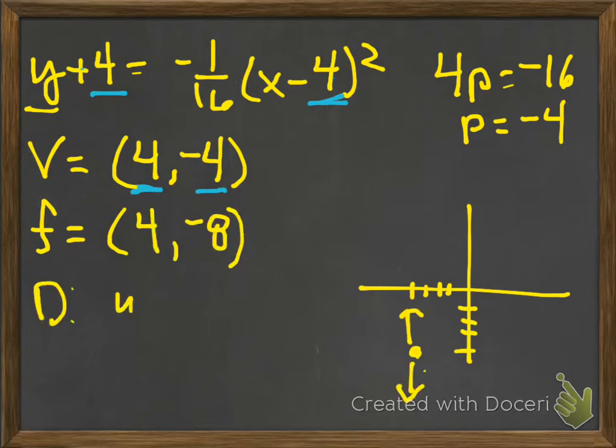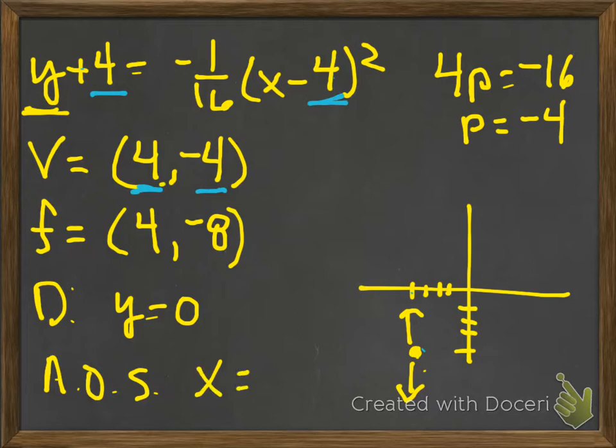For the directrix, it's going to be y equals, and I'm going to go up 4. Well, if you go up 4 from negative 4, you end up at 0. So y is equal to 0. And then your axis of symmetry is x equals 4. That's this section in a nutshell.